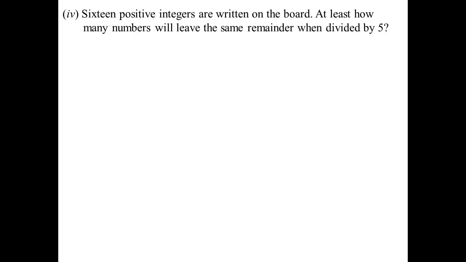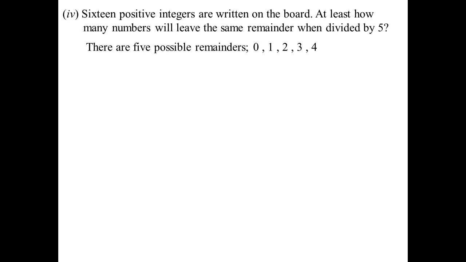We're going to write 16 numbers. I could invite 16 people up to write positive integers on the board. I don't care what you pick, you can pick any number you like. So with 16 numbers, at least how many will have the same remainder when divided by 5? There will be 5 possible remainders: 0 goes in exactly, remainder 1, remainder 2, remainder 3, remainder 4.